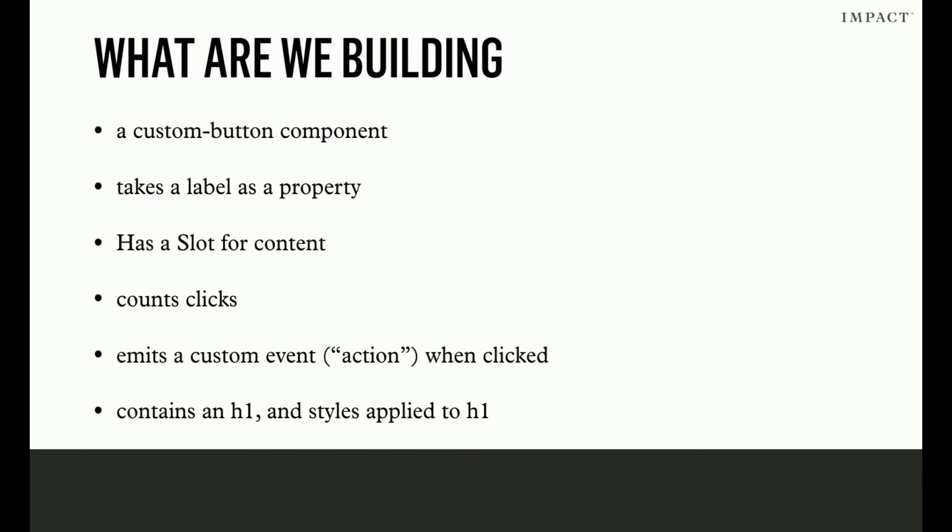So we're building a custom button component. It takes a label as a property, so you can put the label of the button in. It also has a slot, so if you fill in the slot, it's going to use that instead of the label. If you don't use the slot, it's going to use the label. It just has a button where it counts the amount of clicks that you put on it, and every time you click on it, it also emits a custom event that we should then be able to listen for. And then, in order to check the styling, it has an H1 and a styling that only applies to H1. And then there's an H1 and a styling to H1 in the global scope, so outside of the element, and we want to see that they don't interfere with each other.